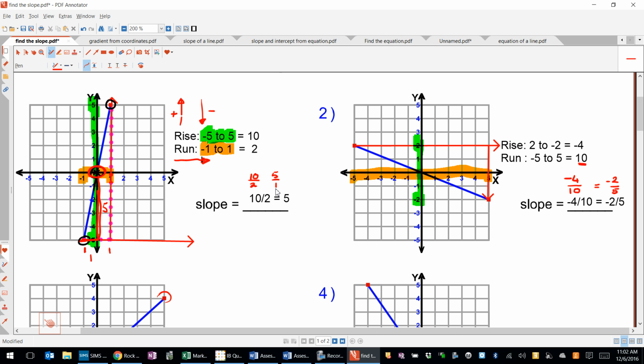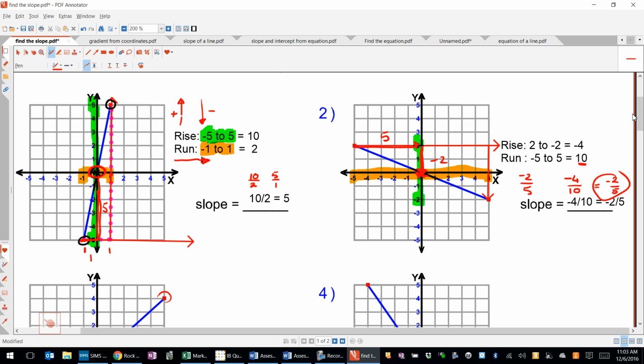So actually, as long as we find 2 points that definitely lie on the line, we're all right. So same with this one. It was -4, 10. But if I find this point here, for instance, it's a rise of -2 and a run of 5. So it would be -2 over 5, which is what we simplified to anyway. This is like when you do this triangle. Yeah, it's the triangles.